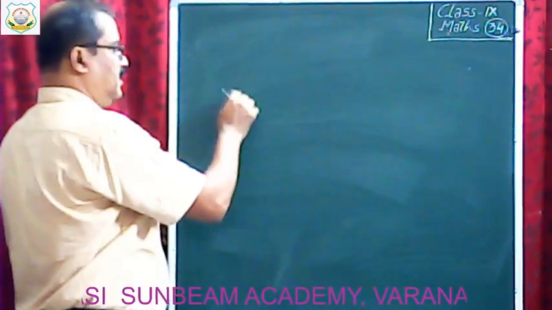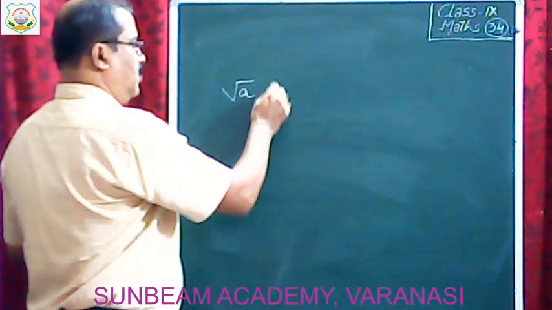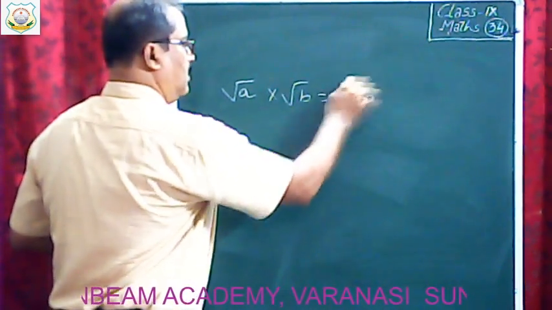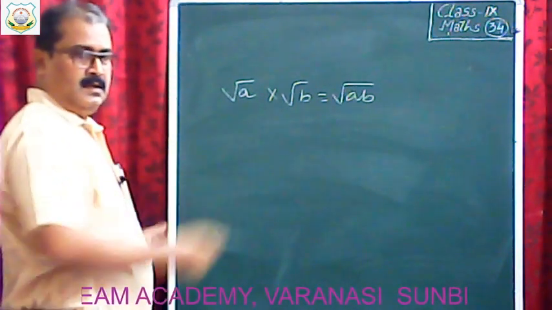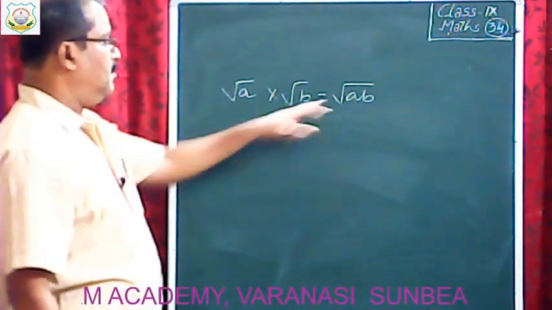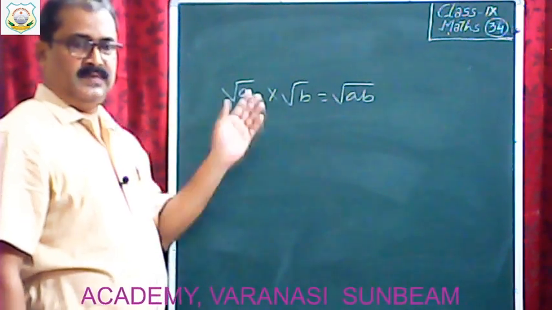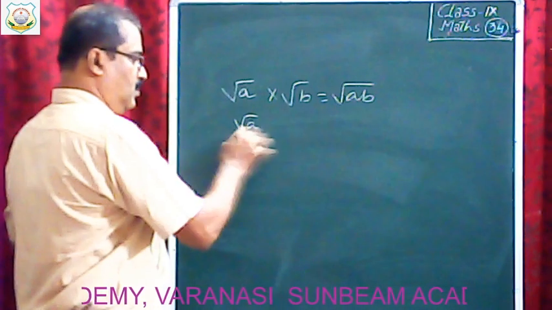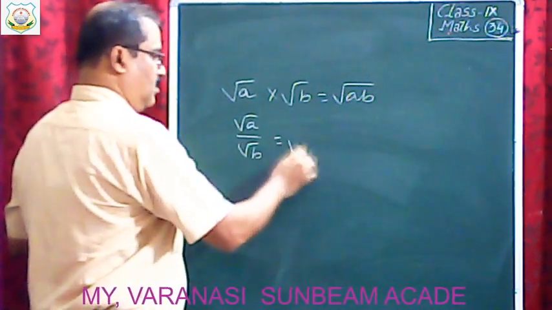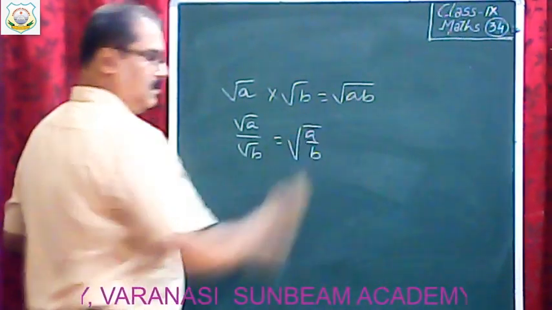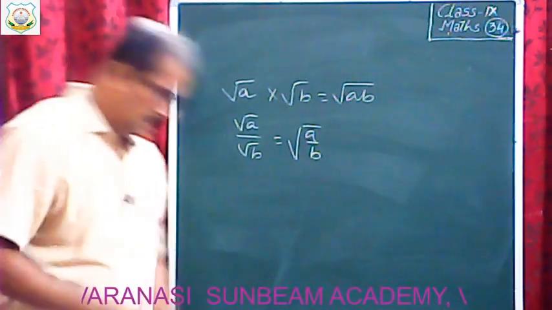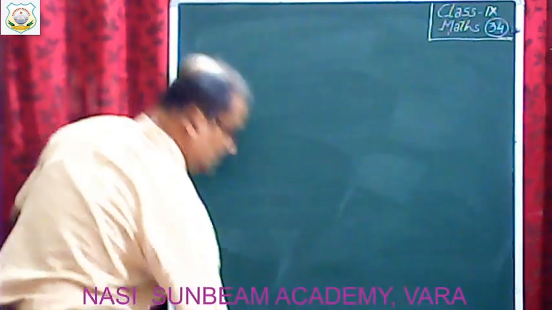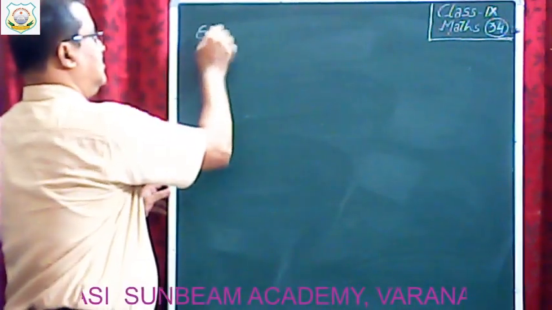In case of multiplication or division, you know that square root a into square root b is equal to square root a into b. You can write both the numbers together using one radical sign if it is given in the form of multiplication or division. Square root a upon square root b, we can write square root a upon b. Okay, these are basic things you keep in your mind for exercise 1D.